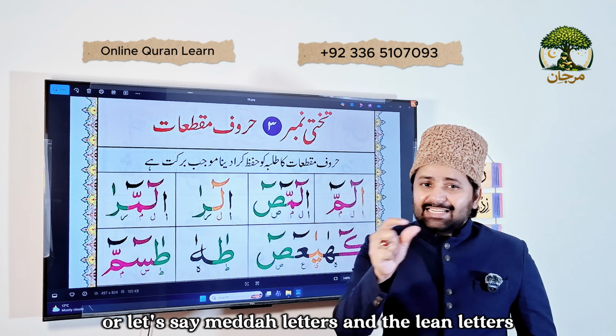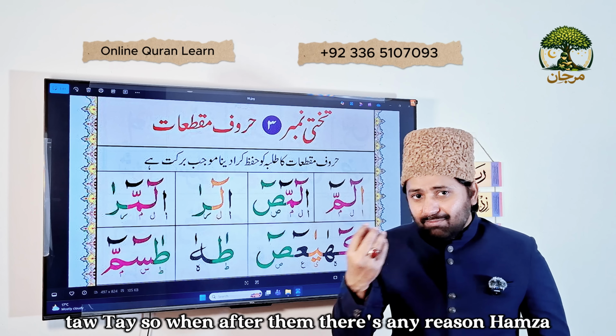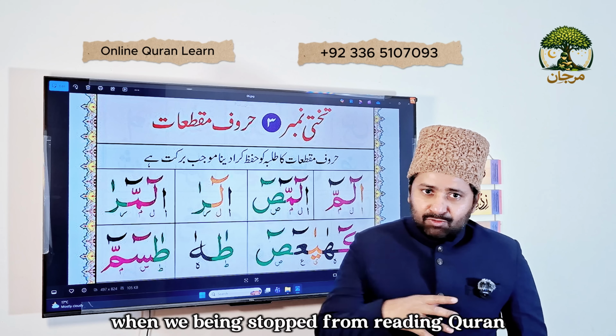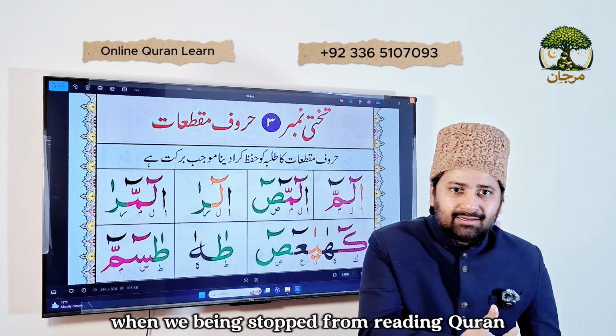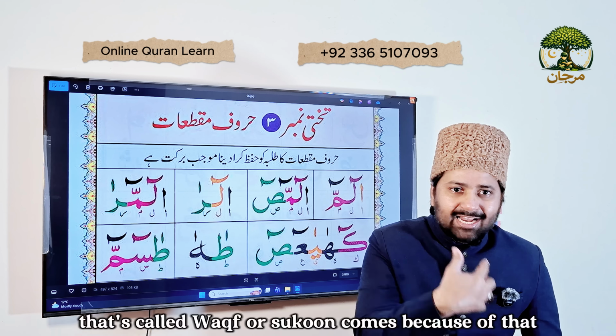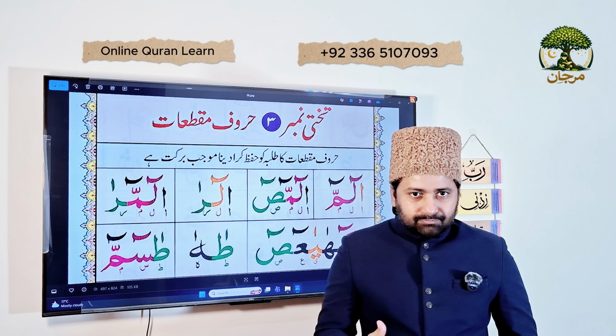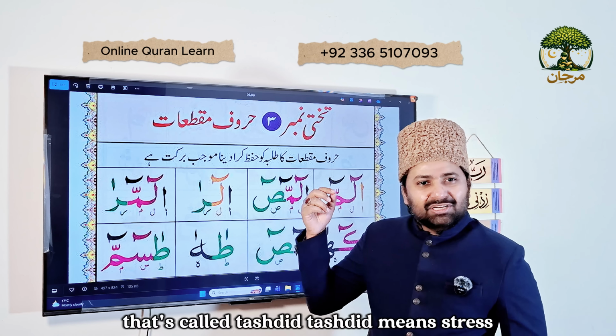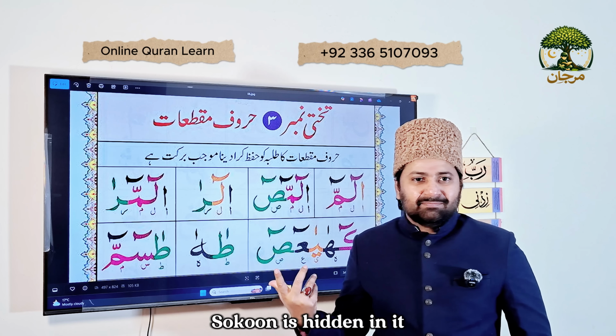So when after them there is a reason, a hamza, or a sukoon comes in the situation of stopping, when we stop reading the Quran, that's called waqf. Or sukoon comes because of this W sign, tashdeed. This sign looks like a W, that's called tashdeed. Tashdeed means stress. This is also a shape of the sukoon. Sukoon is hidden in it.